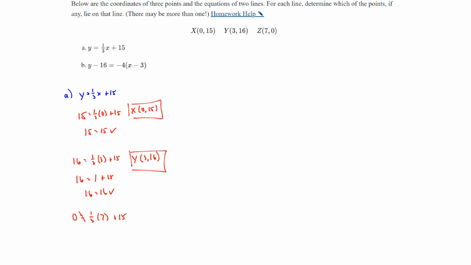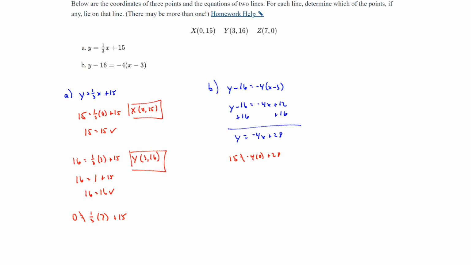And then for part B, we have y minus 16 is equal to negative 4 times x minus 3. I'm going to simplify this equation. Don't have to, but it might make it a little bit easier to plug in the information. So make sure when you distribute the negative 4 that you do have a negative 4 times negative 3, which is a positive 12. And then we add 16, so we get y equals negative 4x plus 28. So let's start with 0, 15. And once again, we'll see pretty quickly that that is not going to work because that's not the y-intercept. So x does not work.